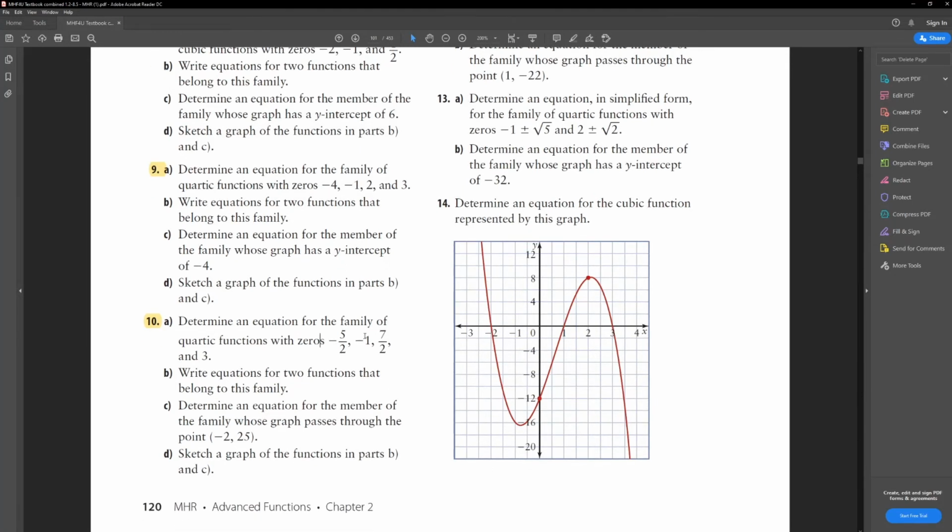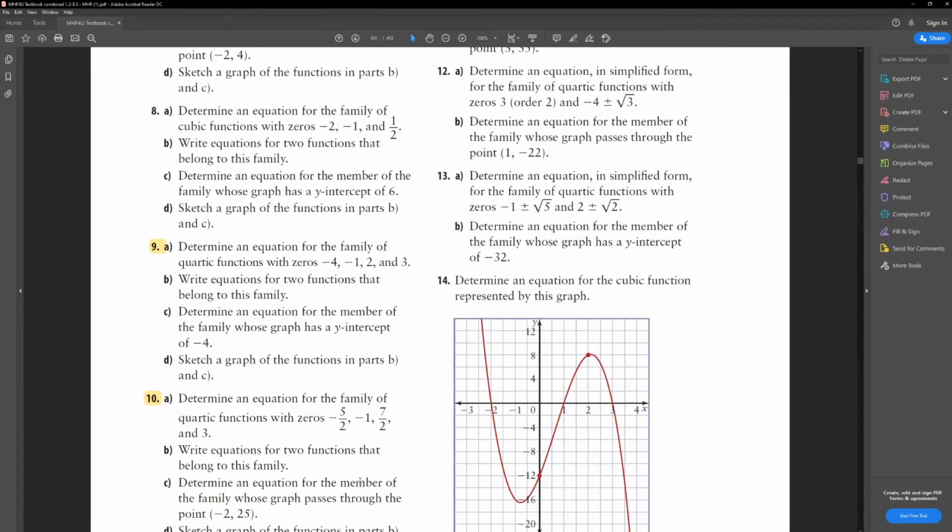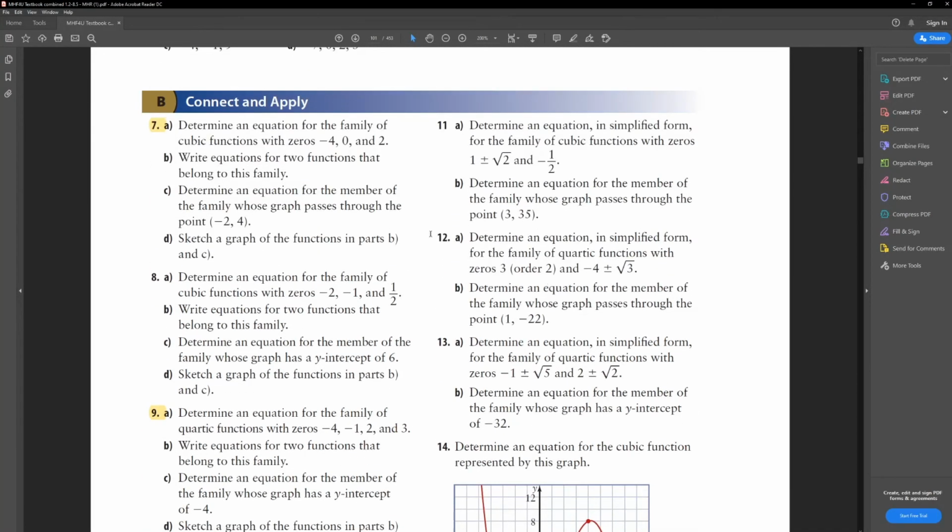That's a little bit different. Again, the rest are just applying the knowledge I just taught you. I also assigned 12 and 19, which is not here. Determine an equation in simplified form for the family of quartic functions with zeros 3, order 2, and the following. So what you're doing is following the example I showed you last time.